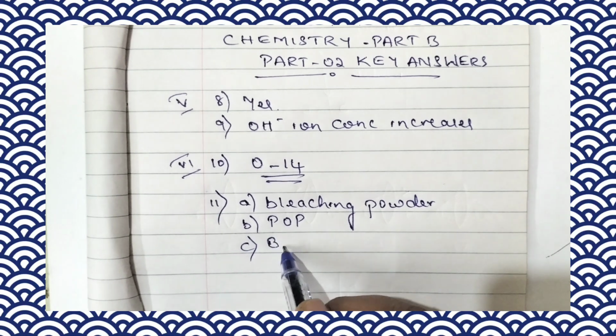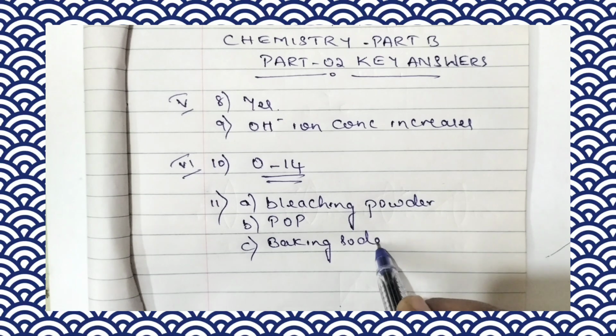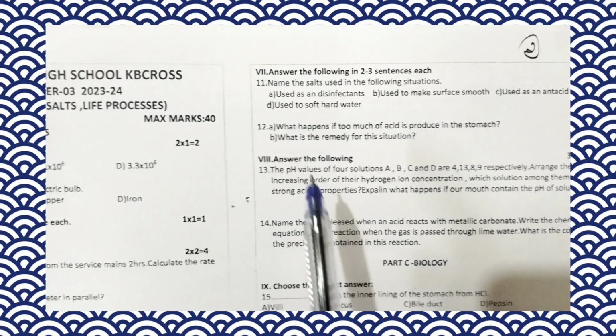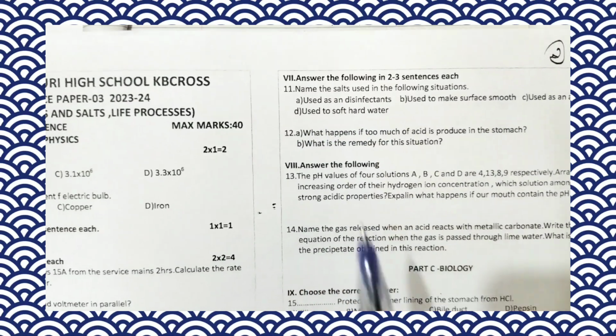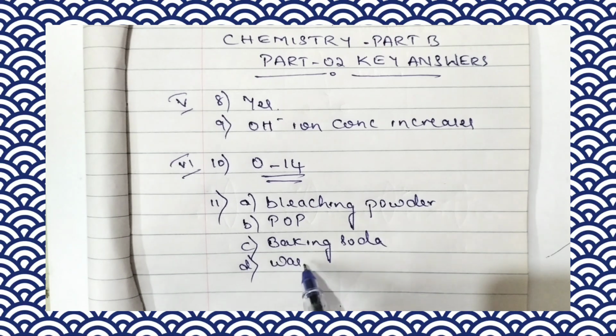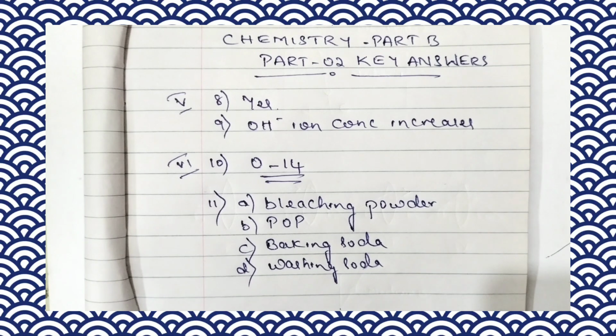So we are using baking soda as an antacid. Then the fourth one is used for softening hard water, that is washing soda. So like this we have to answer question number 11.